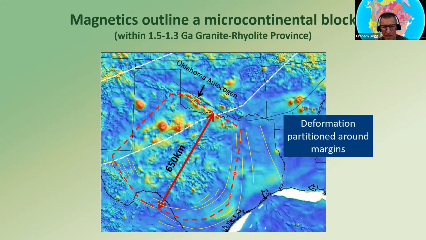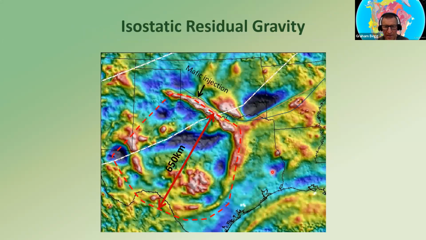If we look at the gravity data, we get the same pattern. You've got a very strong isostatic residual anomaly here, dense material giving us this red color, and that's associated with a series of Neoproterozoic intrusions that were injected into that failed rift.